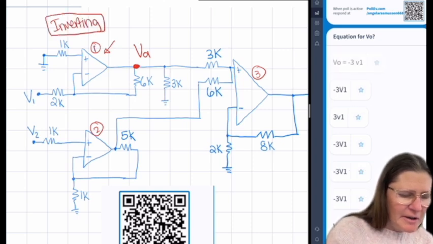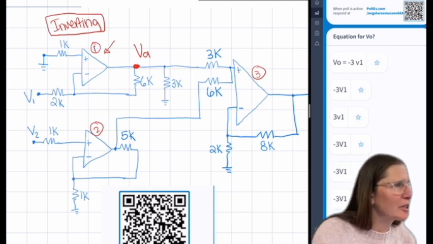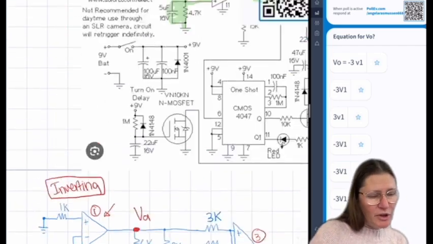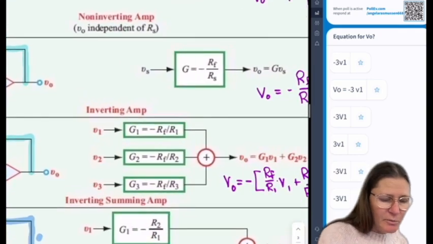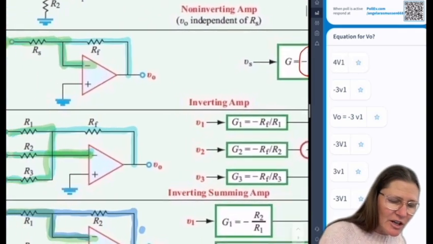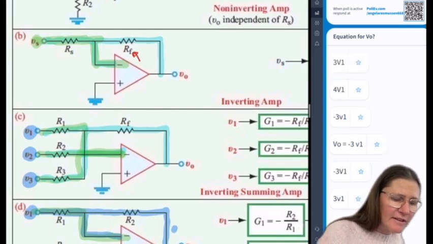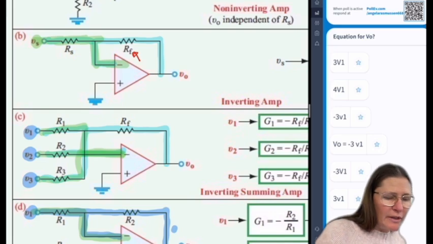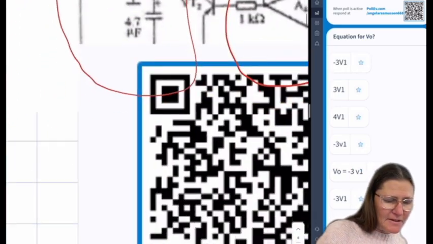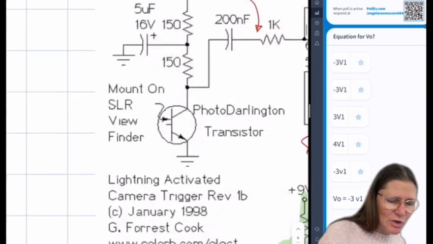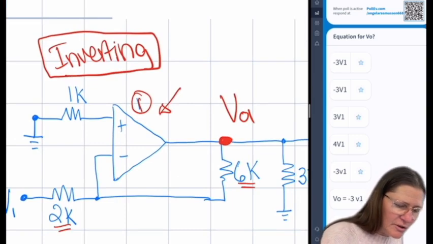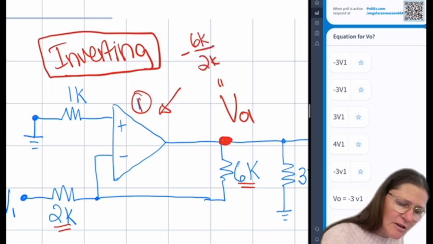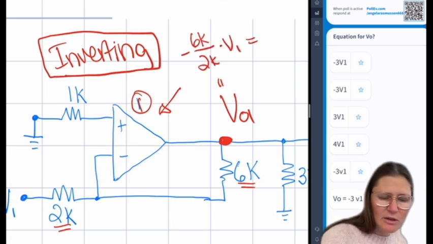Okay, so hopefully you've identified that this is inverting. With inverting, you go back to the table and say, okay, this is my equation: minus RF over RS. RF is the one in the feedback, over that one. So matching which resistor is which, it is this resistor over this one. So it would be minus 6K over 2K times V1, which gives me minus 3V1.